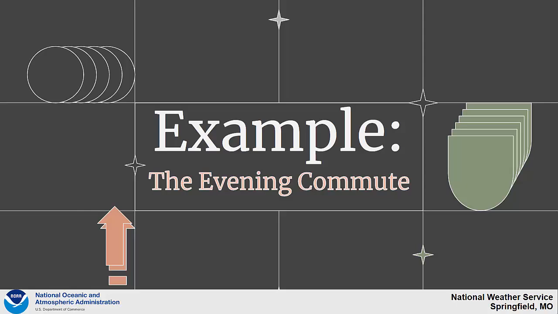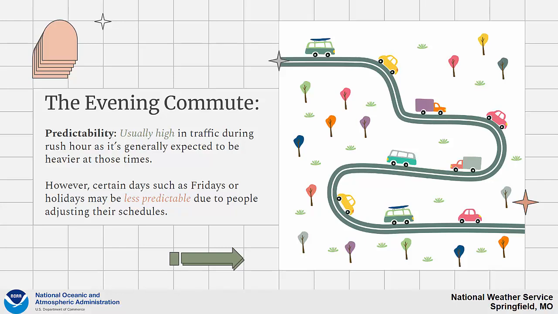So here's the first example that may be familiar to some of you: the evening commute. Predictability usually is high in traffic during rush hour, and it's generally expected to be heavier at those times. Though on certain days such as Fridays or holidays, it may be less predictable due to people adjusting their schedules. So that's the predictability portion of it.